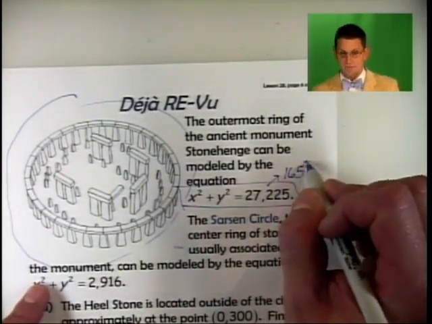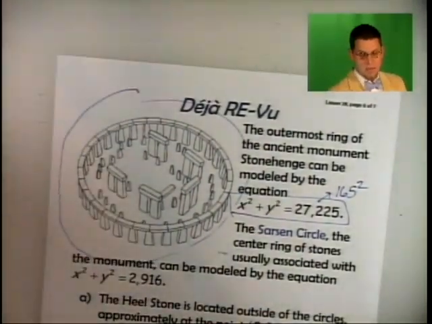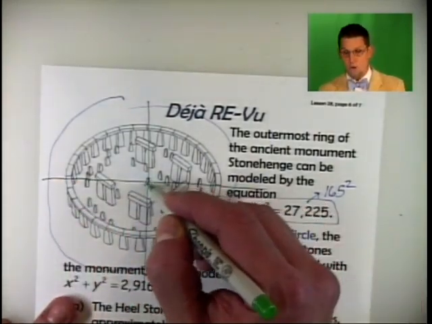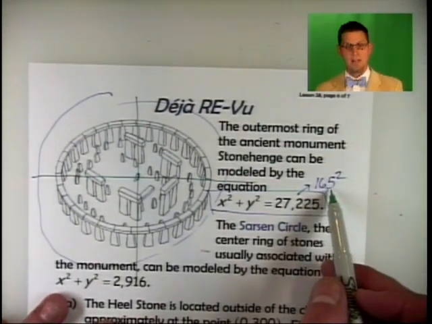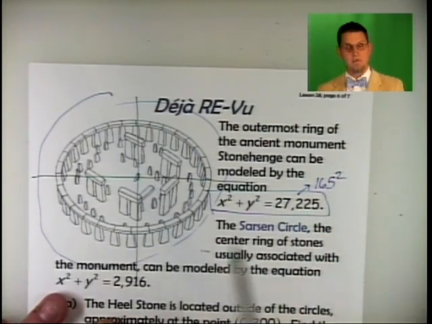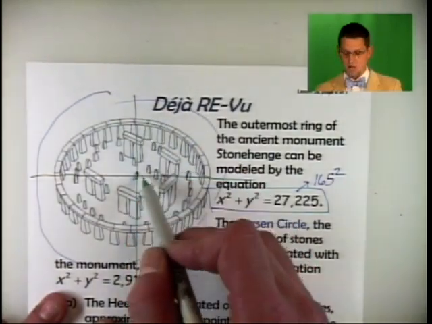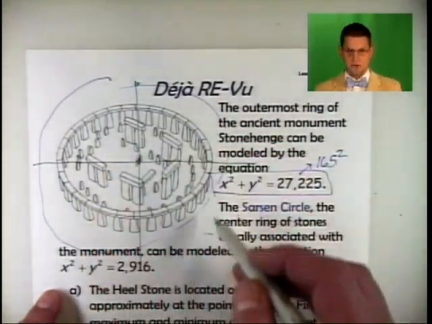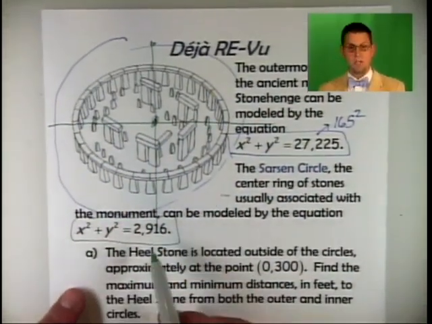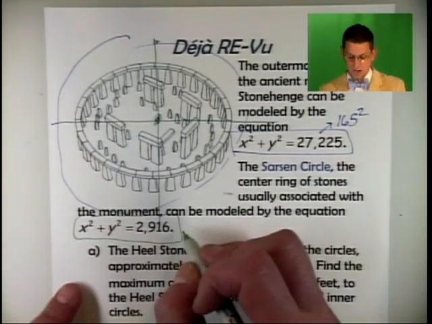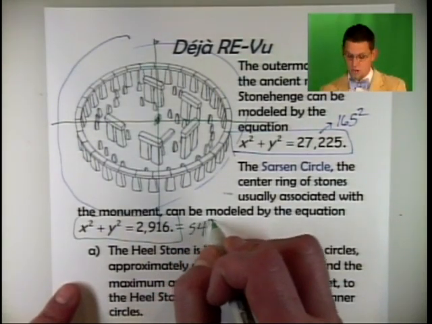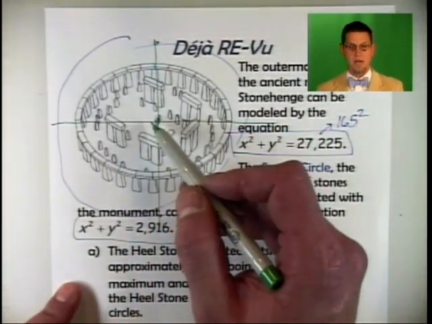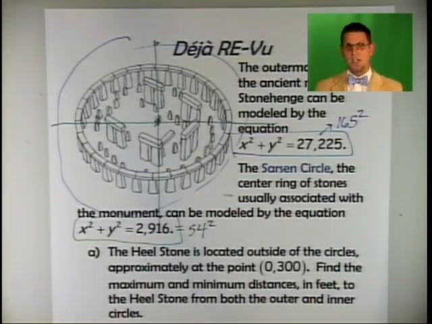So remember, this is the radius squared. That's really 165 squared. So what we're doing now, essentially, by writing an equation, is we are superimposing a coordinate grid over Stonehenge. And we're saying that the outer ring then existed 165 feet from the center of this inner circle. So it was 165 out. The other one, the Sarsen Circle, the inner ring, can be modeled by x squared plus y squared equals 2916, which is the same thing as 54 squared. Okay, so the diameter is 108 feet all the way across this inner ring, and the radius is 54. Okay, here's some questions.